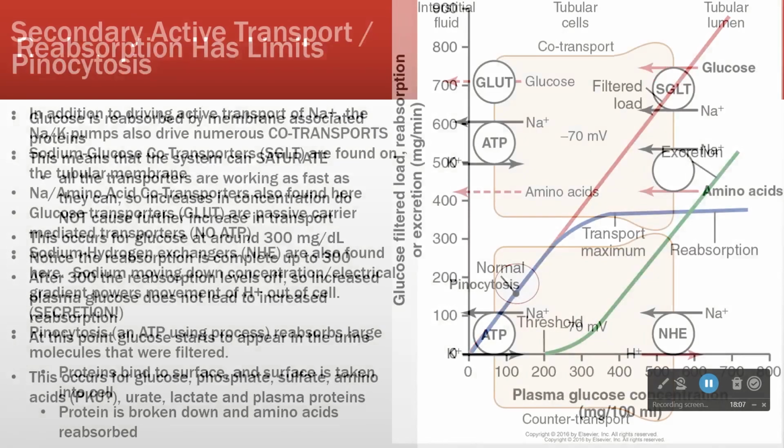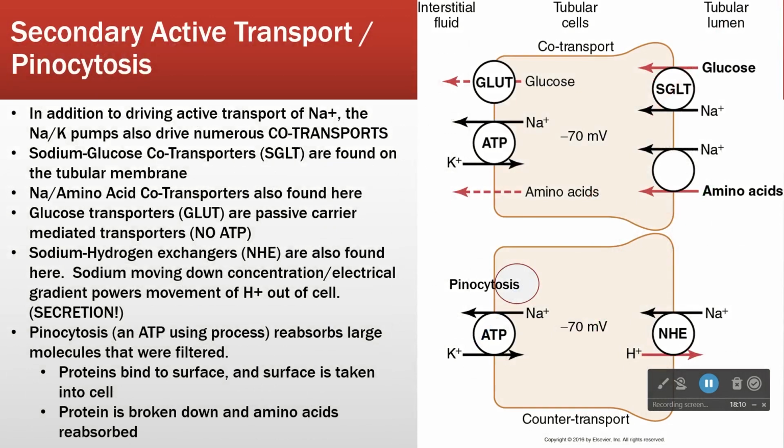Yeah. So would that be by diffusion then? Yeah. Okay. This is active transport, or this is co-transport. Co-transport, then this is diffusion. Yes. Good.